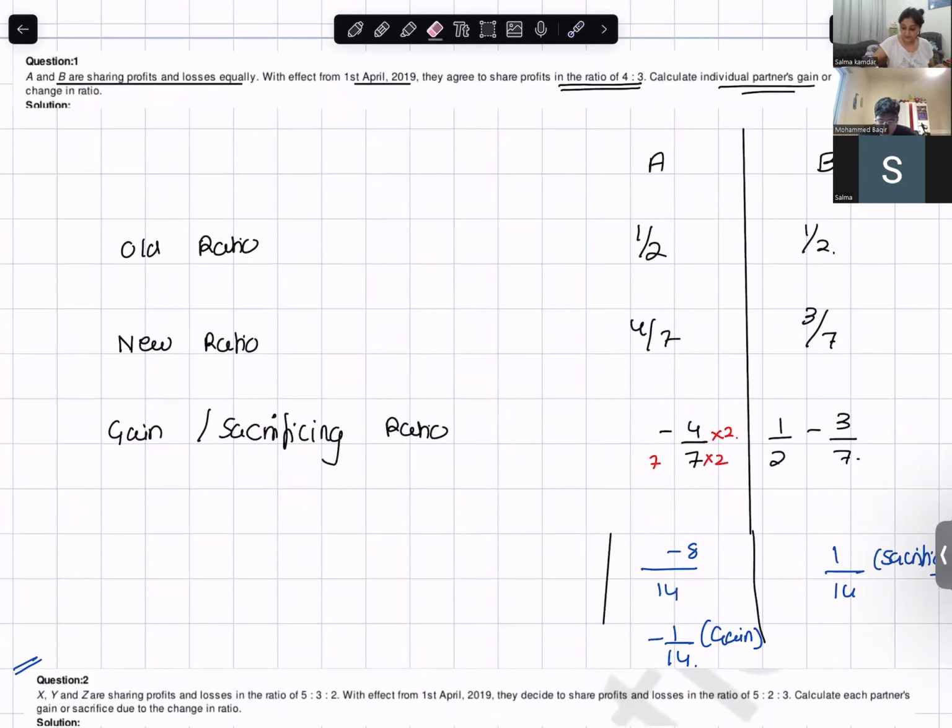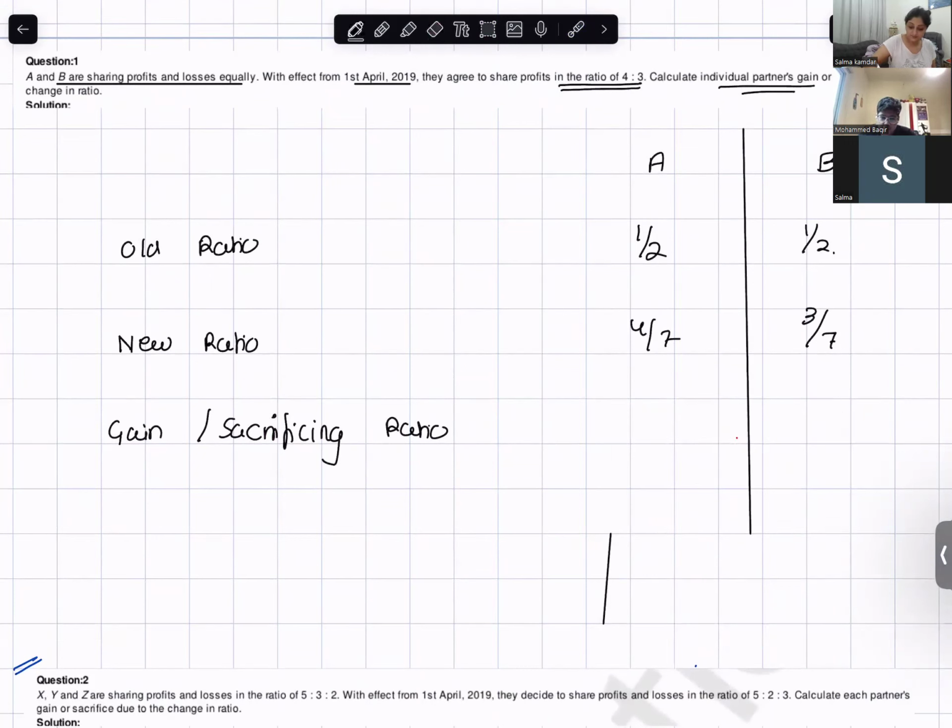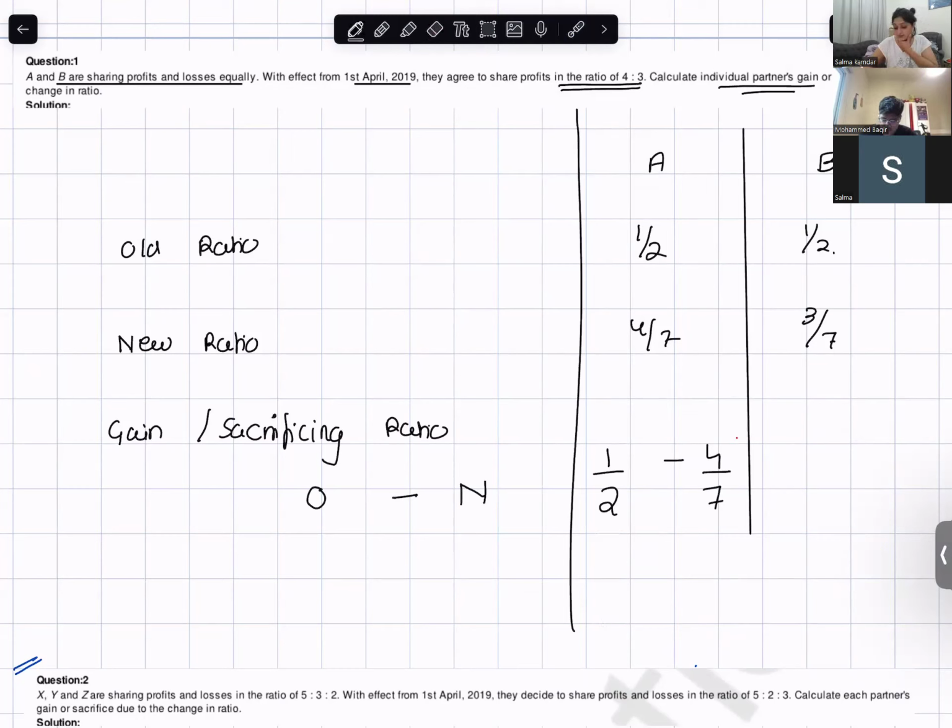Come on, tell me. We'll use the formula. How do I find sacrifice or gaining ratio? Old ratio minus new ratio. What is the old ratio? 1/2. New ratio is what do we say? 4/7. Okay. For B, what is the old ratio? 1/2. New ratio 3/7. Okay.